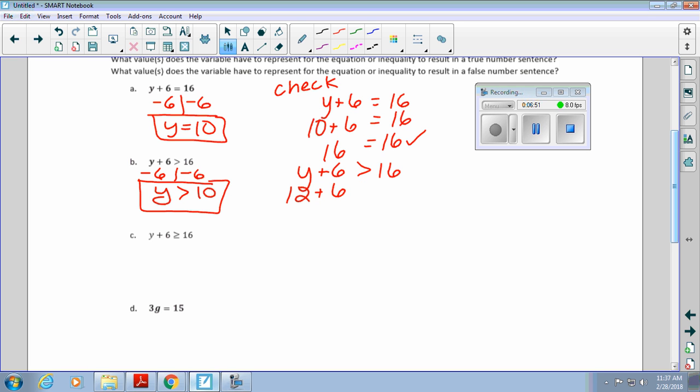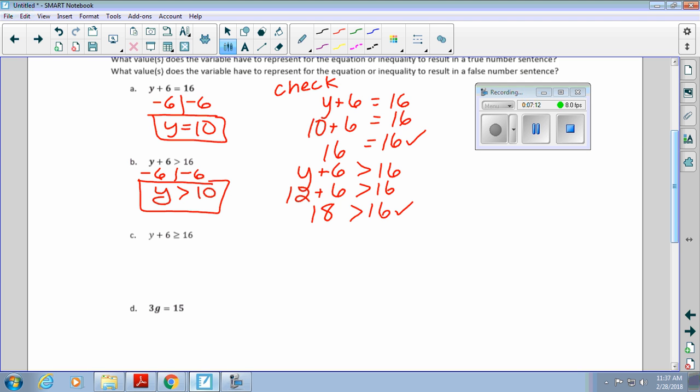All right, so what is 12 plus 6? 18. So is 18 greater than 16? Yes, very good. So one thing I want to point out is that we got an answer of y is greater than 10. Everybody in the world should get that as the answer to that.